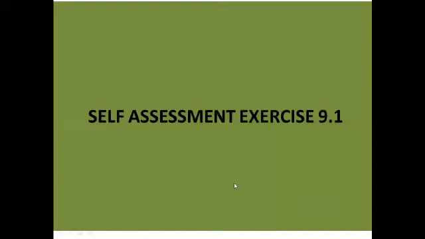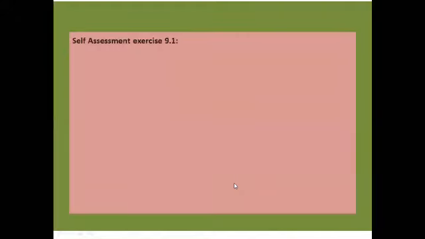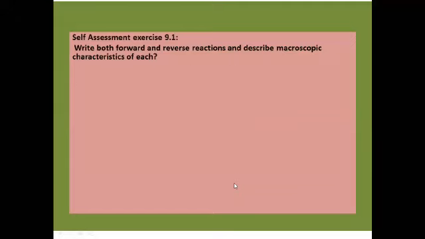Now we have self-assessment exercise 9.1. It asks to write both forward and reverse reactions and describe macroscopic characteristics of each. Same as the example, but in this case they ask one more thing: describe the macroscopic characteristics. Macroscopic characteristics means the properties that are visible to the naked eye.